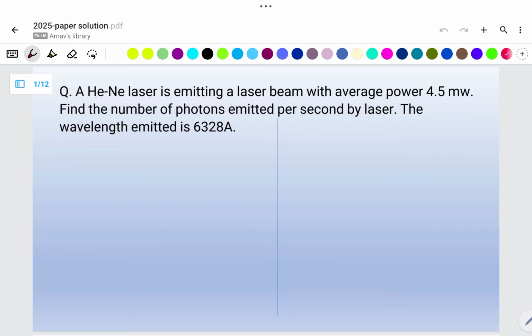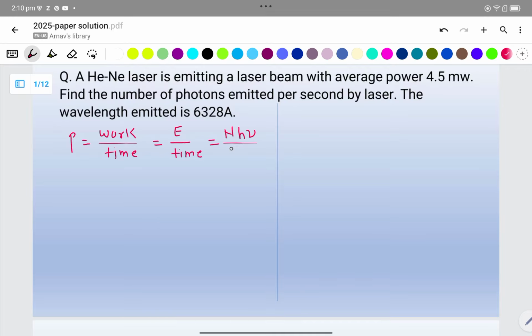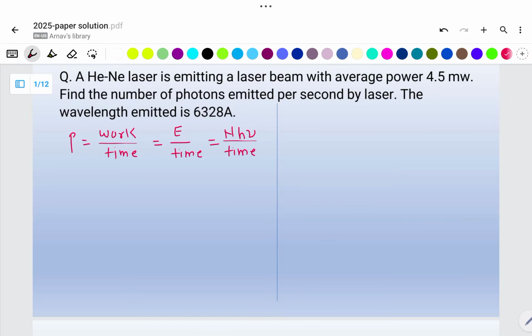There is a helium neon laser which is emitting average power. We know the power of the emitted laser is the rate of work done, or work upon time. And we know work and energy are the same. So it is the energy of n number of photons divided by time. The energy of n photons we can write as n h into frequency, so h nu is the energy of one photon, divided by time. Our aim is to find n, and the wavelength is given.